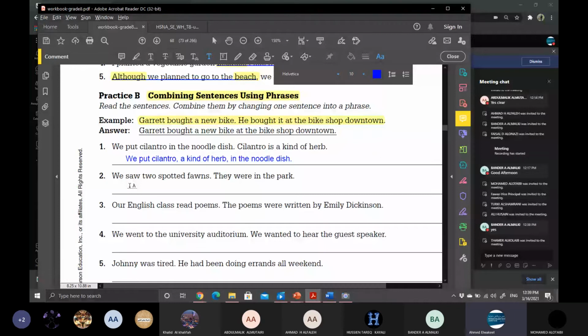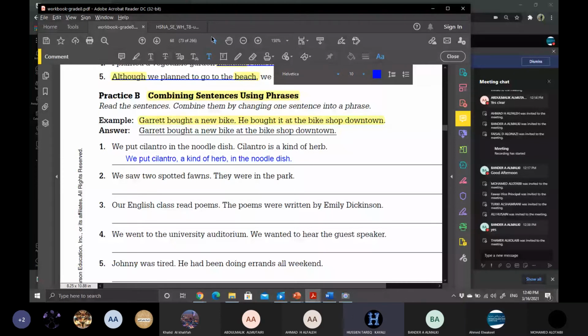We saw two spotted fawns. They were in the park. Hussein, can you do it? Yes, teacher. We saw two spotted fawns. They were in the park. Can you solve this? Yes.